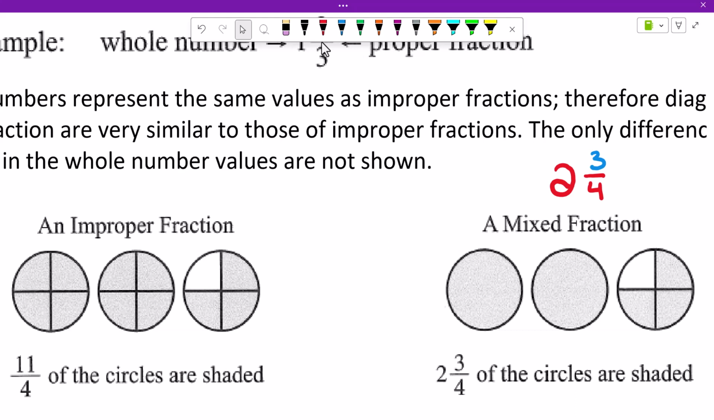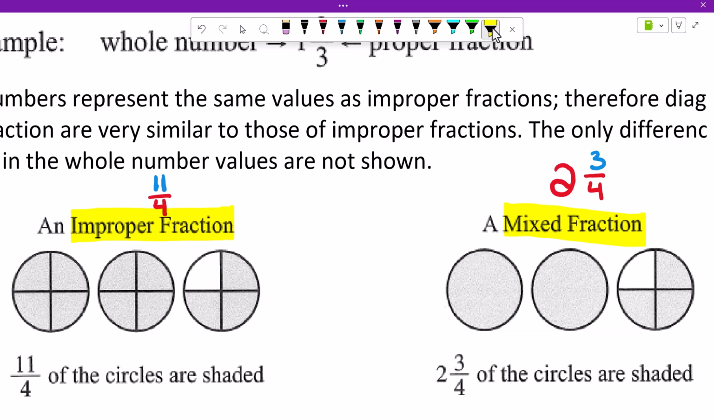So here, the bottom number is 4 because each shape is broken up into 4 pieces. Then the top number is how many are shaded. We have 4 in this one, 4 here. So 4, 8, and another 3 here. We have 11. So we have 11 little quarters shaded in. Now this is called an improper fraction. This one's called a mixed fraction. Now if you look at the diagrams, they are the exact same value: 2 full circles and 3/4 of the second one.